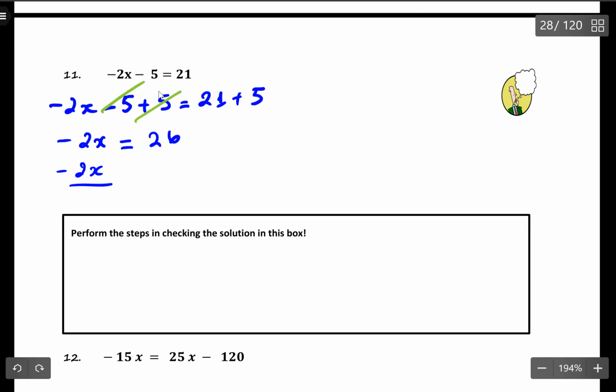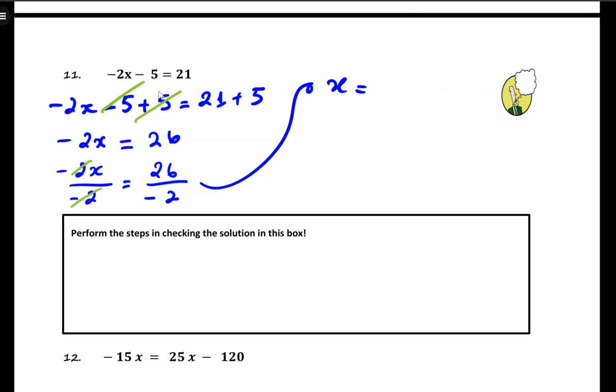So now we know what to do in this case. We will divide both sides by negative 2. Okay, divide both sides by negative 2. I don't have that negative 2 anymore. And I just have a single x left on the left hand side. And the other side should be equal to negative 13.